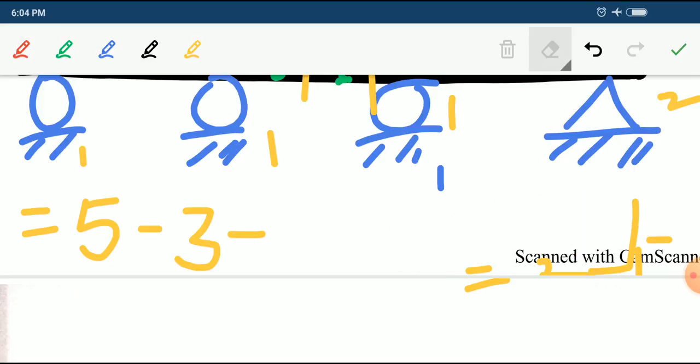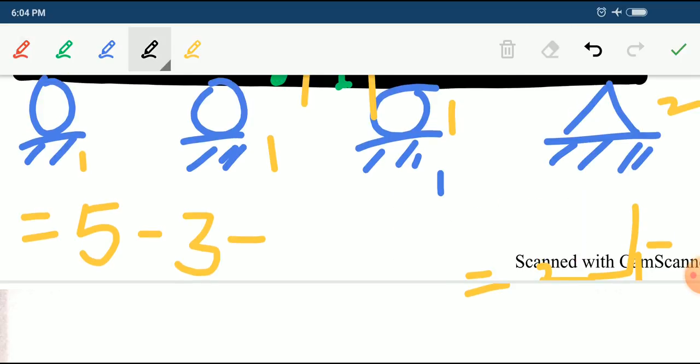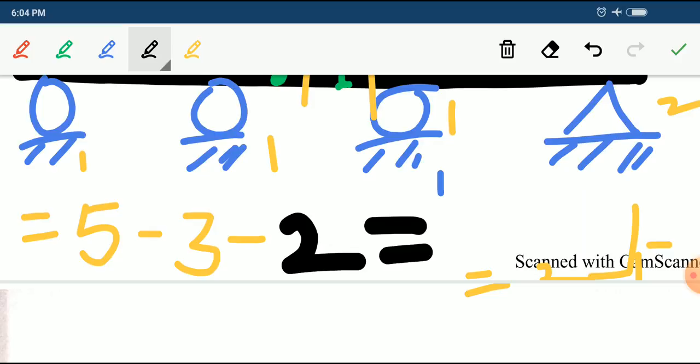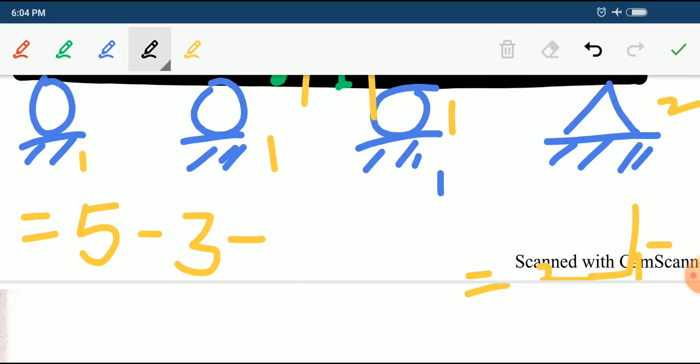So then what is the final answer? That is minus 2. So the final value will be equal to 5 minus 3 minus 2. What is the answer for this question? The answer will be equal to 0. The degree of static indeterminacy for this beam will be equal to 0. Okay, we will move to the next question.